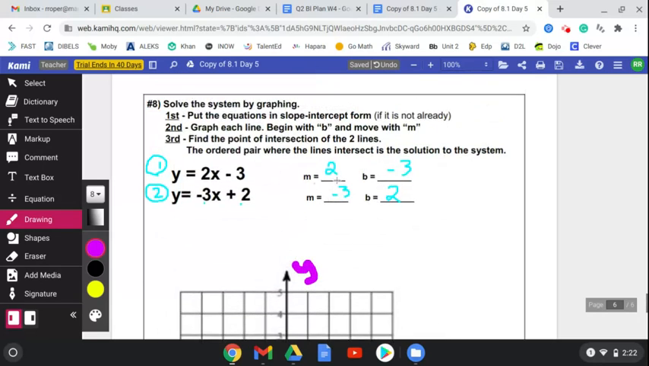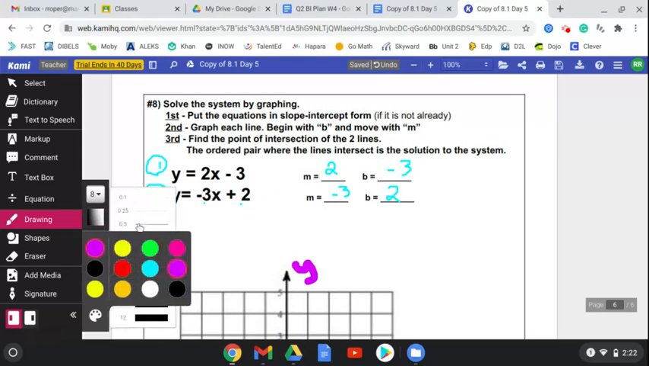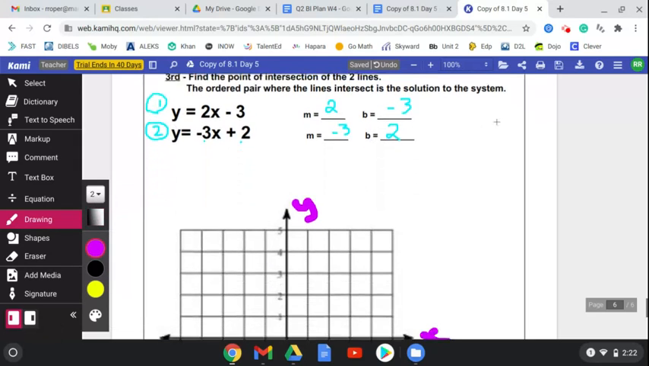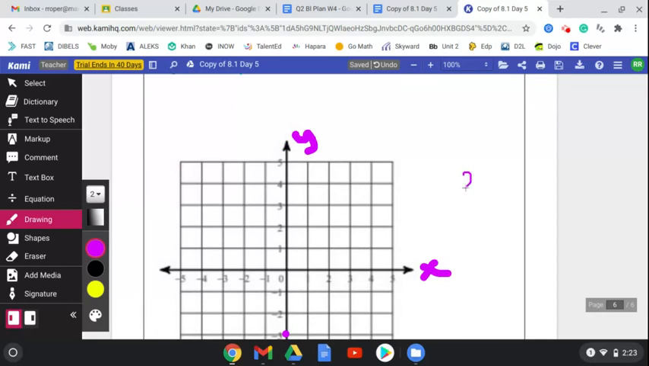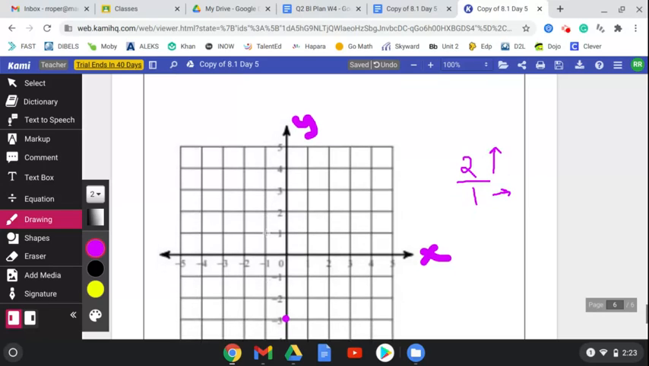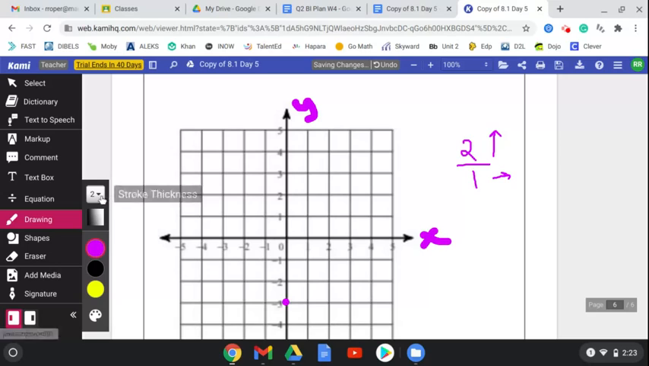M is 2, right? So if I write 2 as a fraction, would you agree this is 2 over 1? So this tells me I should rise 2 and go to the right 1. Up 2, right 1. So from B, I'm going to go up 2, 1, 2, to the right 1, and put a dot. Then I'll go up 2, 1, 2, to the right 1, put a dot.